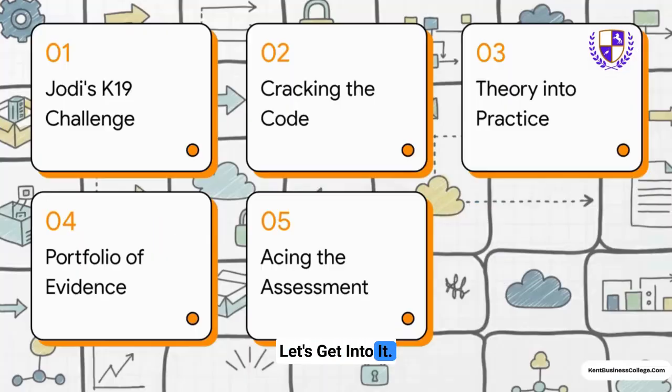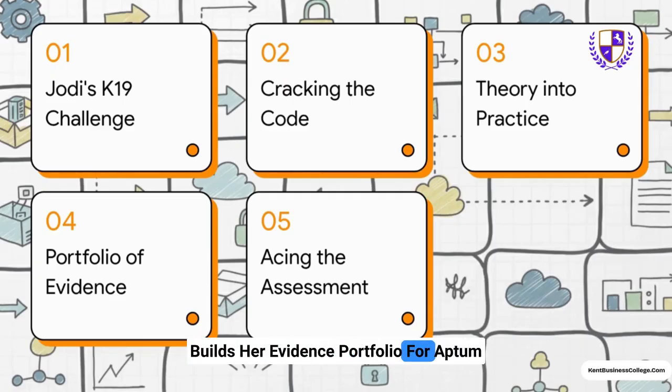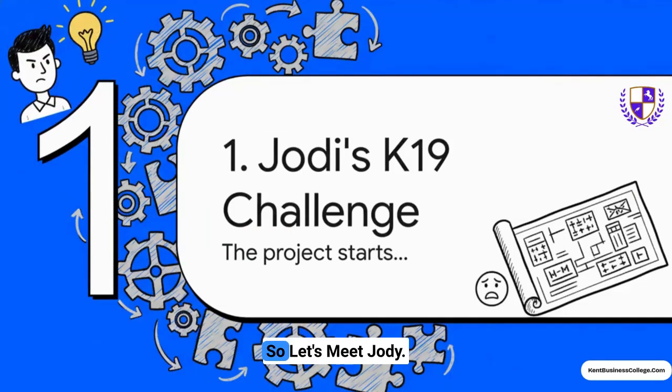Let's get into it. All right, here's how we're gonna do this. We're gonna follow the story of an apprentice, just like you, named Jody. We'll start with her initial challenge, see how she gets a handle on the fundamentals, and then watch her actually apply them. After that, we'll dive into how she builds her evidence portfolio for Aptum, and then the grand finale, getting ready to ace that final assessment. Sound good? Let's go.